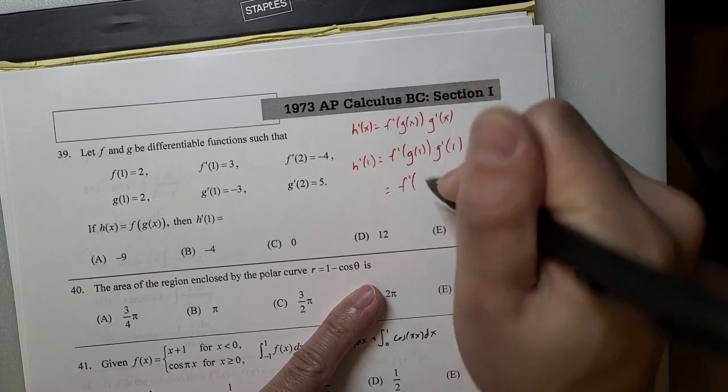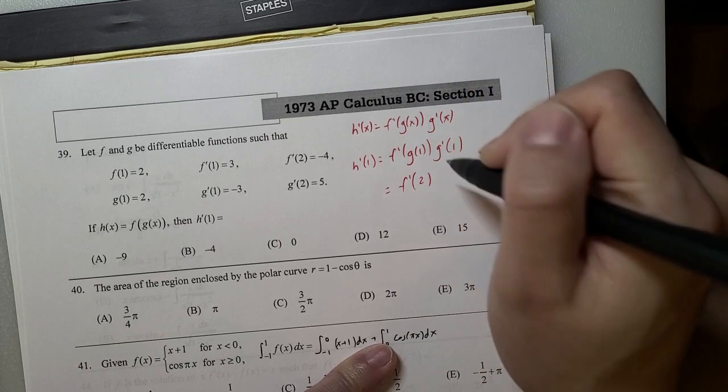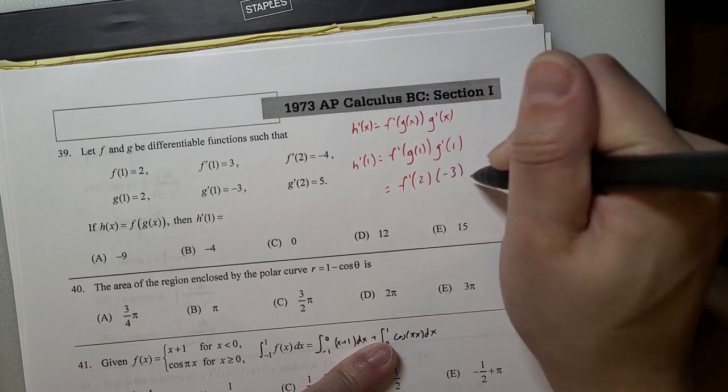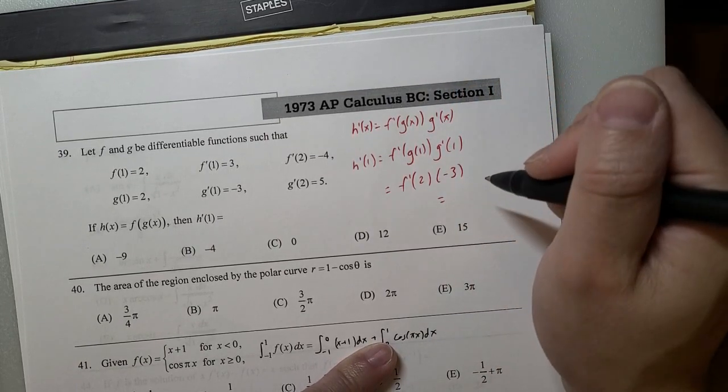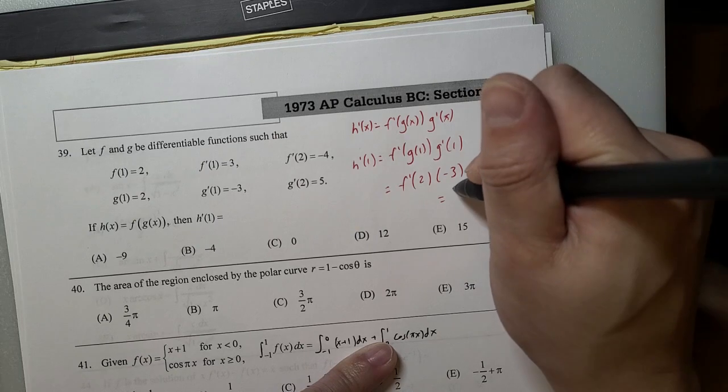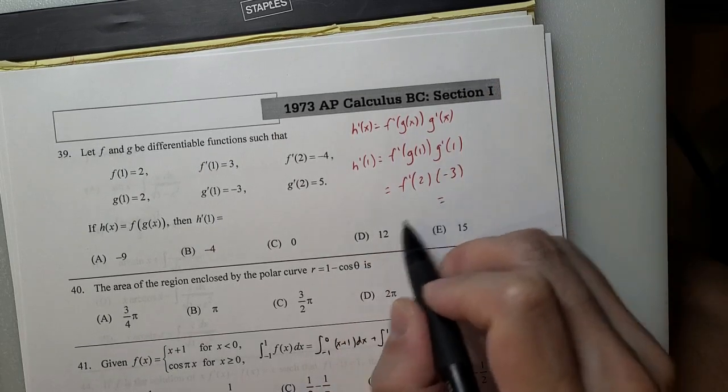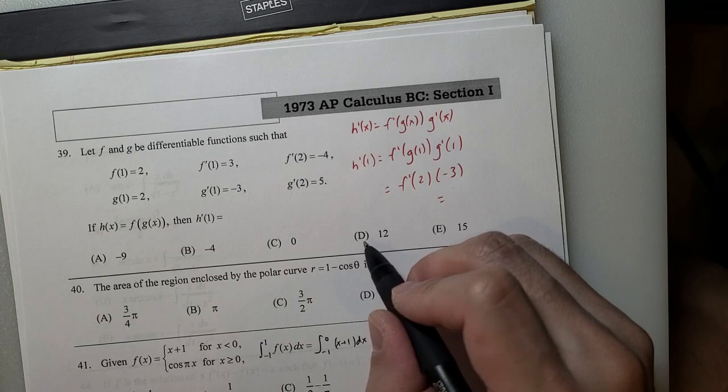So g of 1, that's 2. What's g prime of 1? That's negative 3. So it would be, what's f prime of 2? That is minus 4. Minus 4 times minus 3, that is 12. 39 is 12, yes.